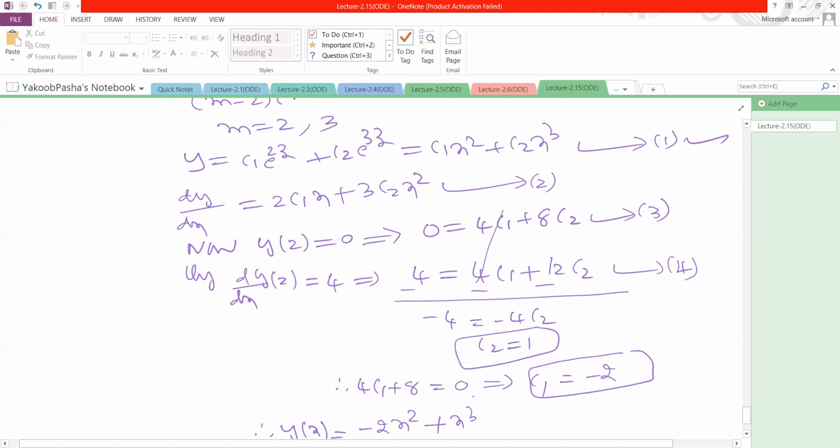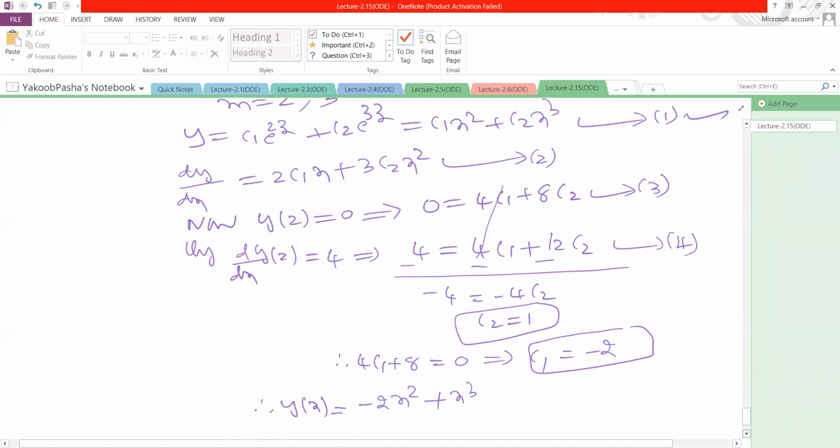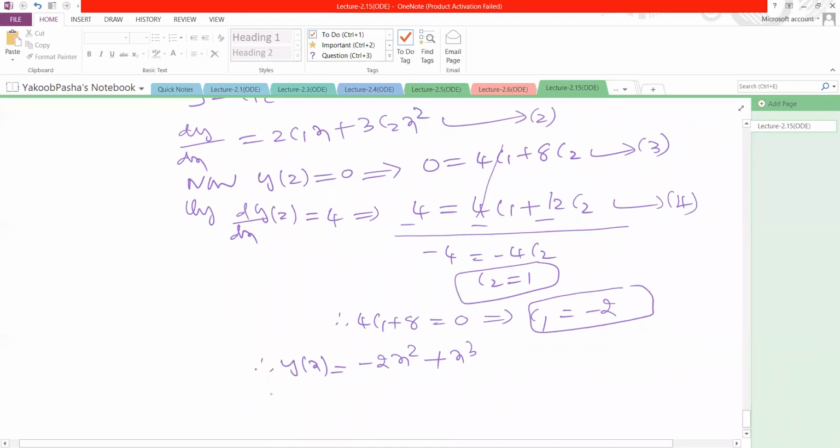Now apply x equal to 4. We need to find y of 4. That is y of 4 is equal to minus 2 into 16 plus this is 64. 64 minus 32 is equal to 32. 32 is the required answer of the given differential equation.